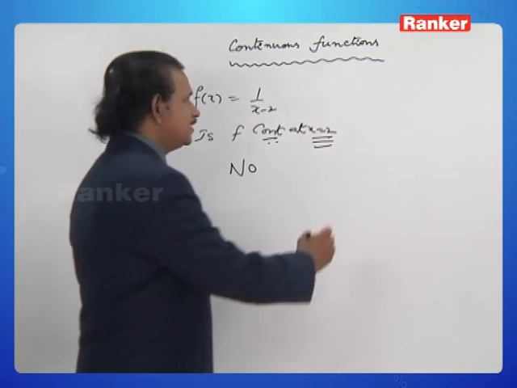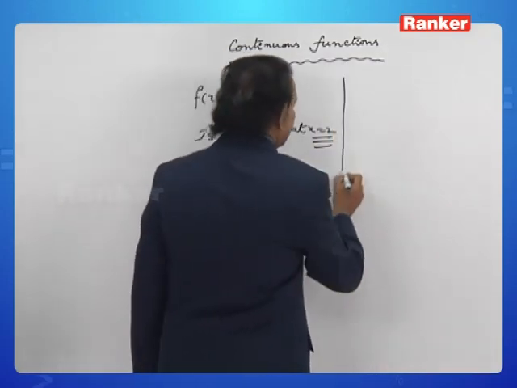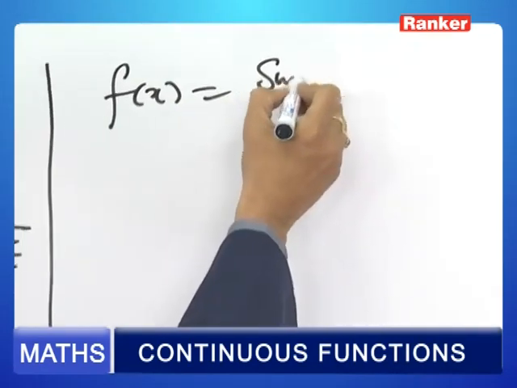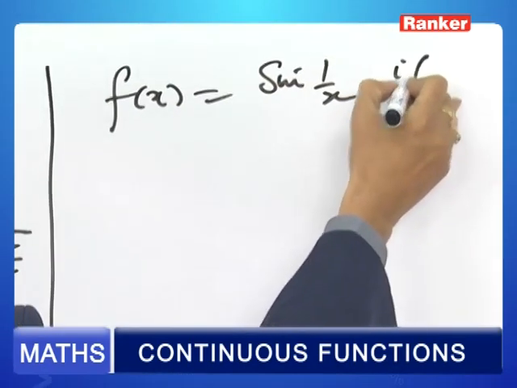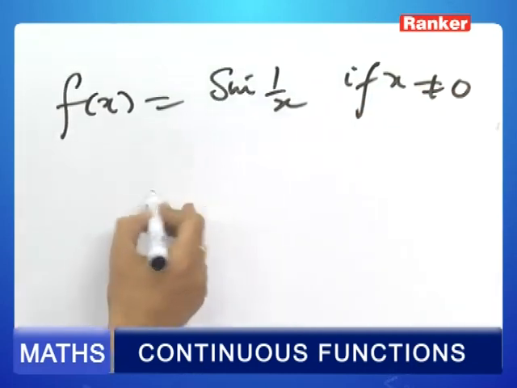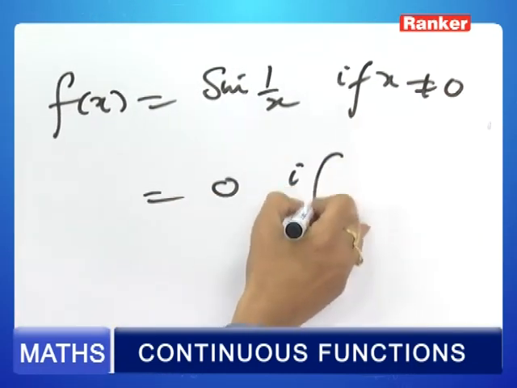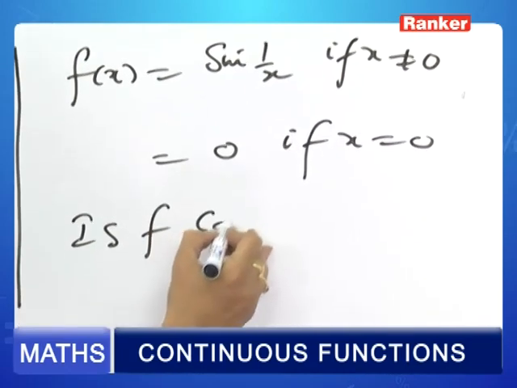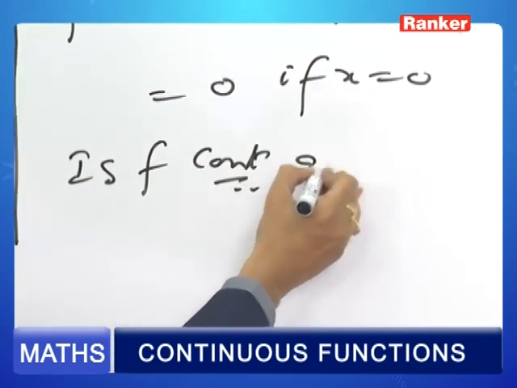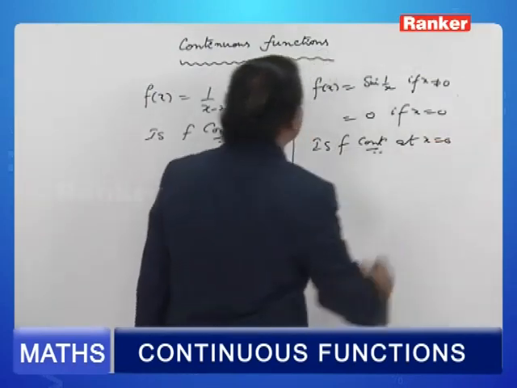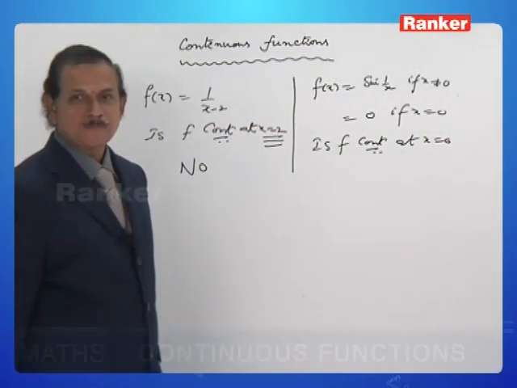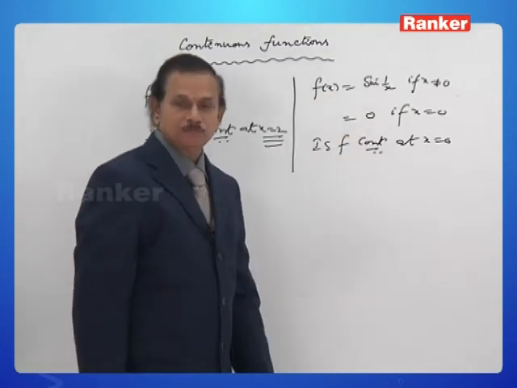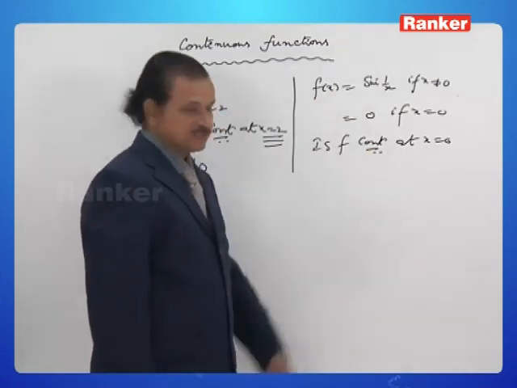Well, let us see another example. f(x) = sin(1/x) if x is not equal to 0, and f(x) = 0 if x = 0. Is f continuous at x = 0? He is asking. Observe the problem. f(x) is sin(1/x) if x is not equal to 0, and it is 0 if x is equal to 0.